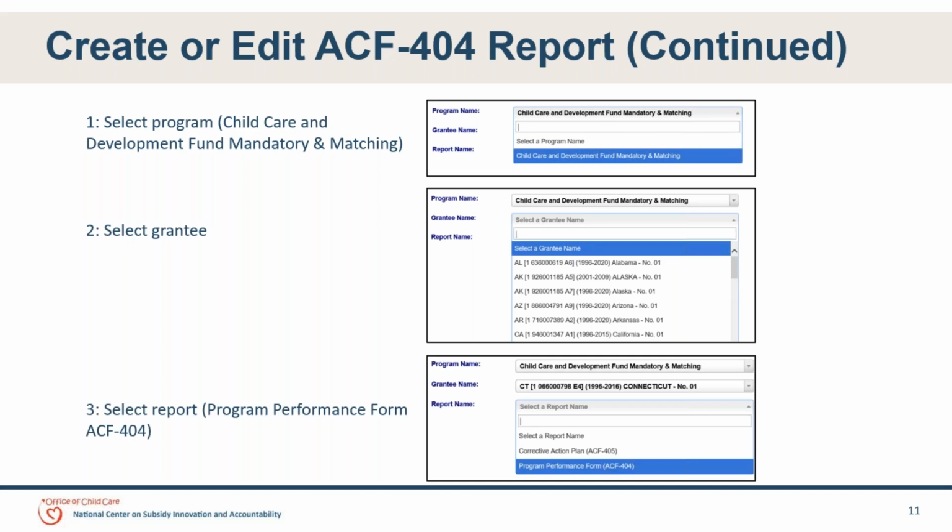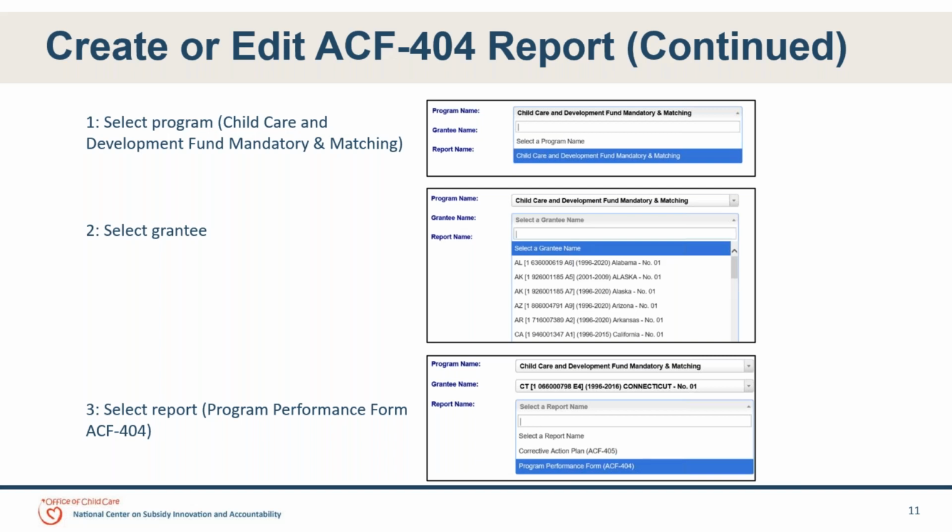Now, once you've chosen the correct grantee, step 3 is to select your report. Again, in this drop-down, you may see more options depending on your role in OLDC. Regardless of that, for this particular webinar, you'll want to pick Program Performance Form ACF404, which is highlighted on your screen.